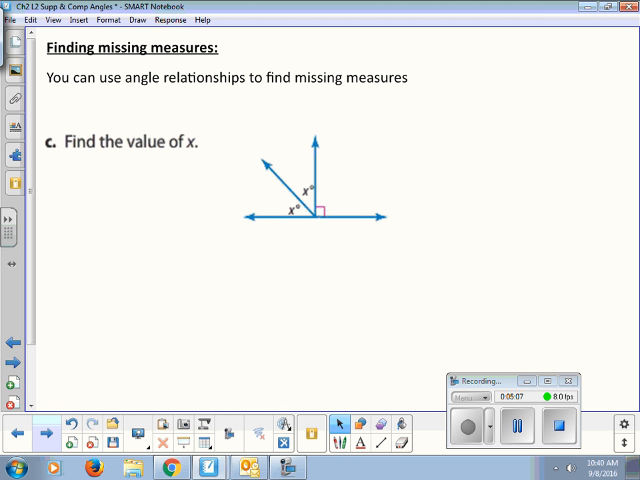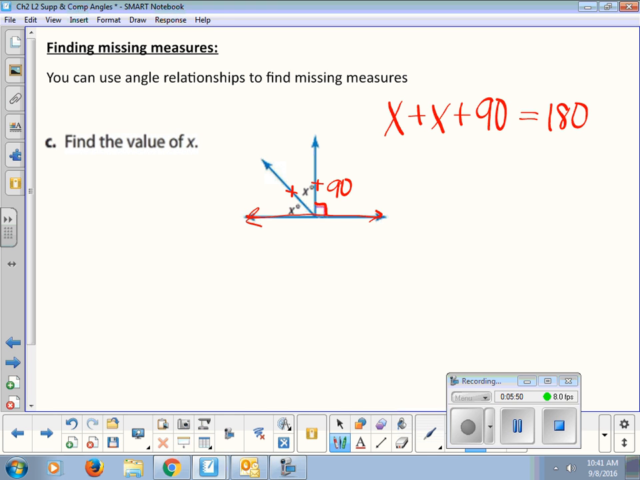Okay, so to find missing angle measures, we can use our angle relationships to solve for unknown angle measures. If we look, this right here, we have what type of angle? Straight angle, and how many degrees are in a straight angle? 180. So I know when I add these together, it's going to give me 180 degrees. Right here is what type of angle? Right. How many degrees is a right angle? 90. So I have to add all three of these angles. So I'm going to add x plus x plus 90 and set them equal to 180.